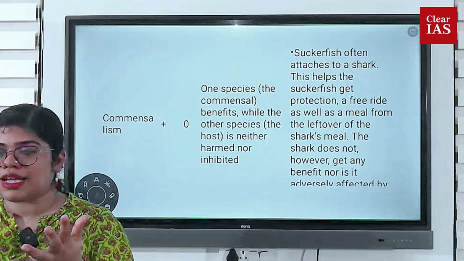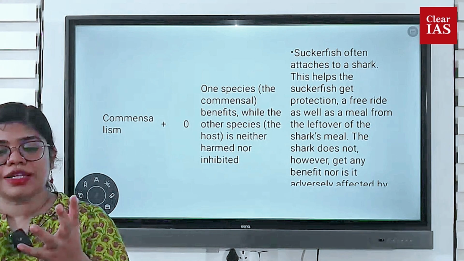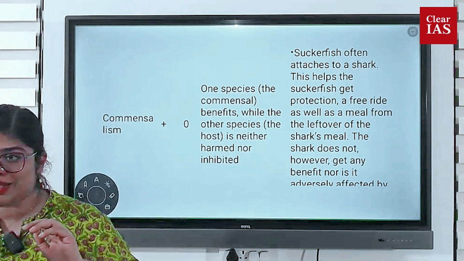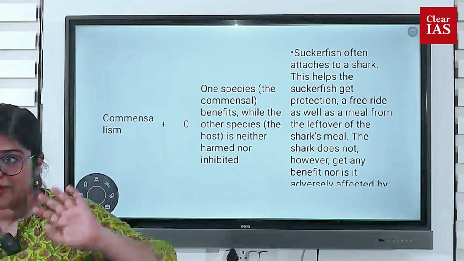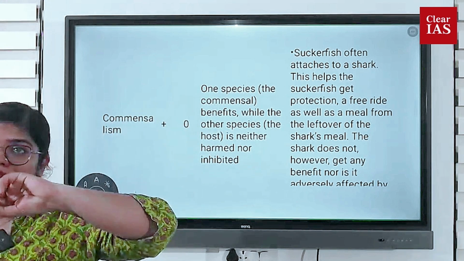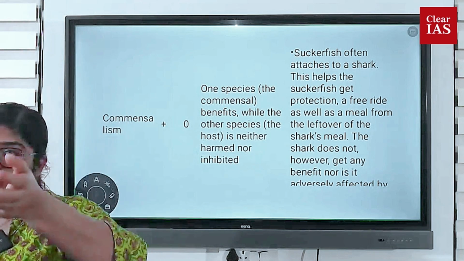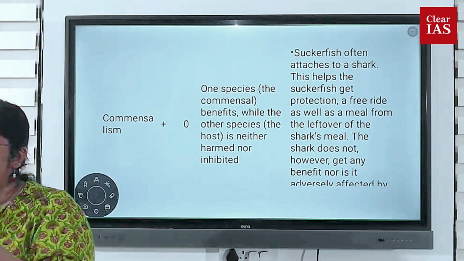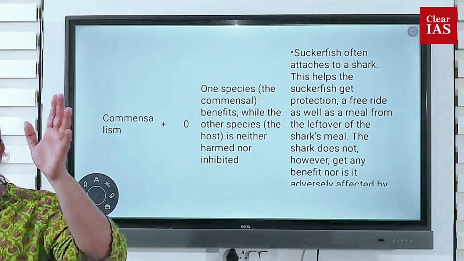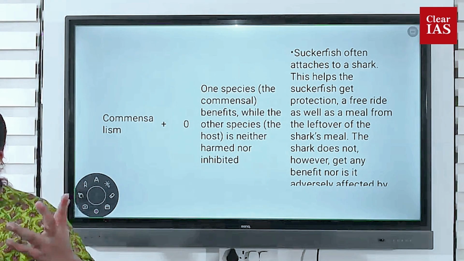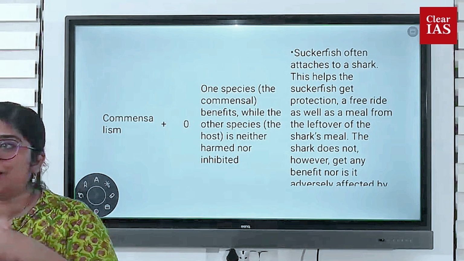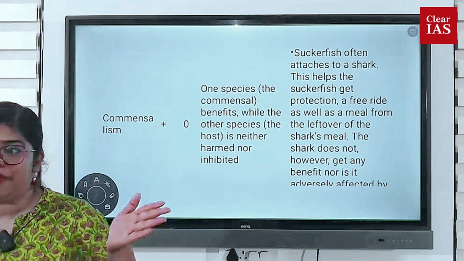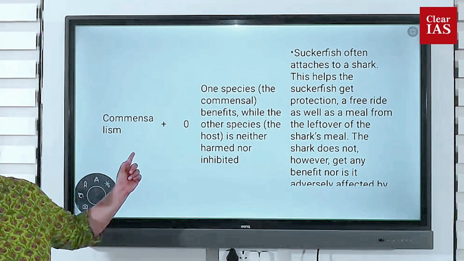The sucker fish will not move on its own. What it will do is attach to the shark. So when the shark moves, it automatically gets the movement. It does not have to move. The shark is moving, right? And also the shark will be eating all the food, and whatever is left over is taken by the sucker fish. So the sucker fish is getting food and free transportation from the shark, but the shark is not even aware that there are sucker fishes on it. It is not affected at all. So the sucker fish is positively affected, but the shark remains unaffected. That is commensalism.